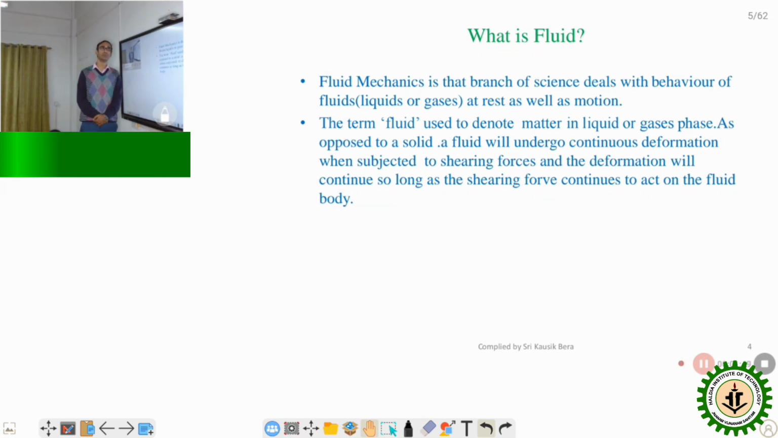So we should first know what a fluid is. Fluid mechanics is the branch of science that deals with the behavior of fluids, liquids or gases, at rest as well as in motion. The term fluid is used to denote matter in the liquid or gaseous phase as opposed to a solid. A fluid will undergo continuous deformation when subjected to shearing forces, and the deformation will continue so long as the shearing forces continue to act on the fluid body.